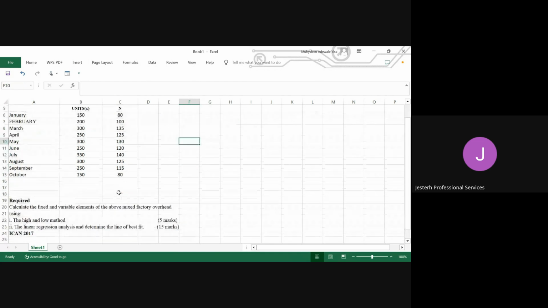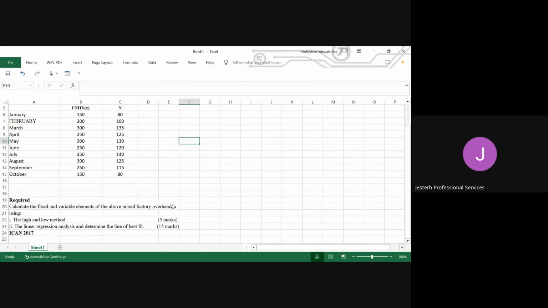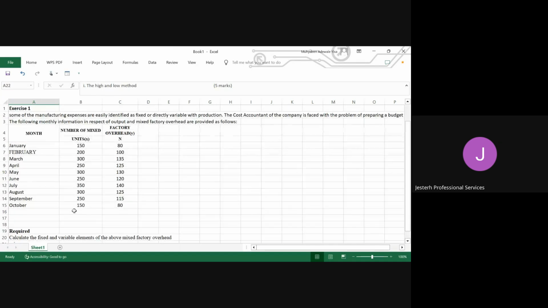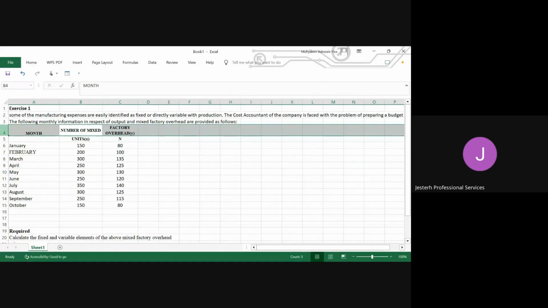Now, this is the question that we are going to solve. We are only going to focus on the second one, which says linear regression analysis, and then we should determine the line of best fit. We prepared the high and low method in the last class, and I want us to go through it after the class, and then use this information to also prepare the high and low method so that it can broaden our understanding of the two areas very well.